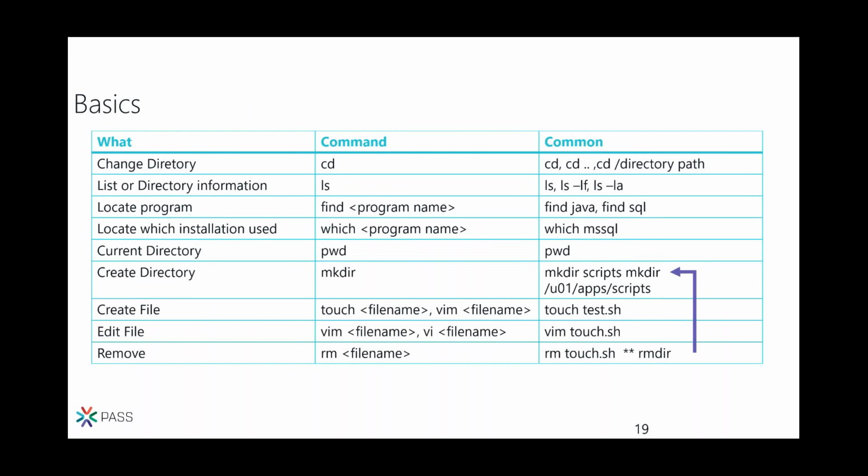There's some basic commands that you would use over and over again. And there's a lot more than this, of course, but these are the ones that you use the most often. To change a directory is cd. You can do a cd space dot dot, which will bring you one up. cd will just bring you back to your home directory. cd and the directory path will bring you to wherever you'd like.